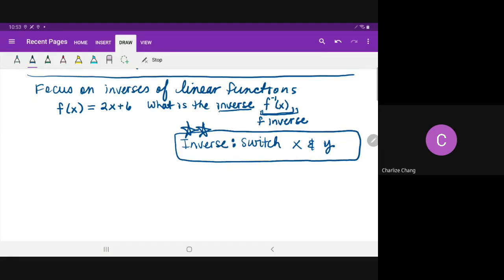Okay. So the problem right now is I don't have a y in my equation. So type in the chat box if you can remember what f of x can be written as instead of f of x. It's a letter. Oh, that's weird.